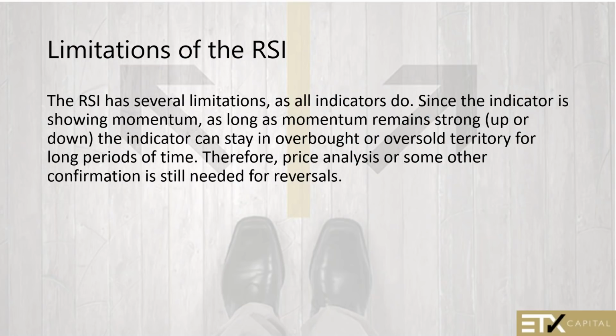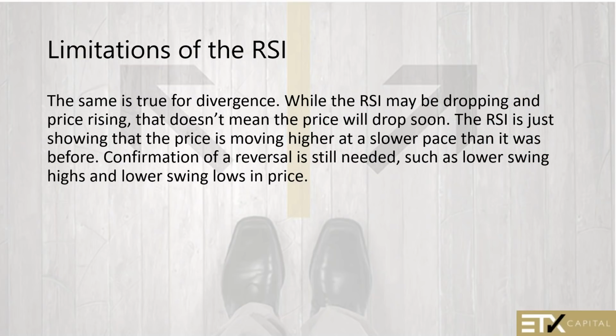But getting back to RSI. RSI has several limitations, as all indicators do. Since the indicator is showing momentum, as long as momentum remains strong, whether it's a strong uptrend or downtrend, the indicator can stay in the overbought or oversold territory for a long time. Therefore, price analysis and some other confirmation is needed for reversals. The same is true for divergence.